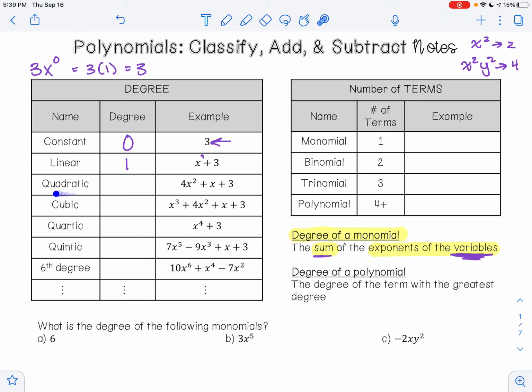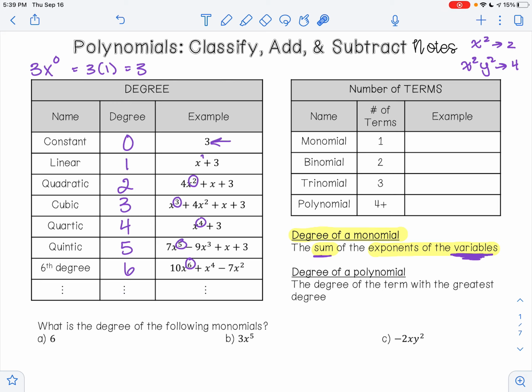For a quadratic, this is what we spent all of Unit 1 talking about, quadratics, your highest degree is 2. If you have a cubic function, then your highest degree is 3. A quartic function has a degree of 4. A quintic function has a degree of 5. And then everything after 5, we're just going to say 6th degree, 7th degree, 8th degree, 9th degree, and so on. So this polynomial right here has a degree of 6. And these just are saying that we continue this pattern on forever.